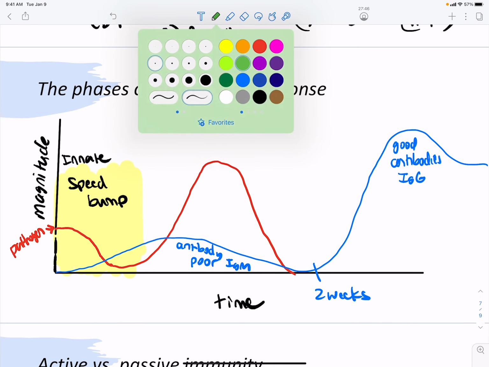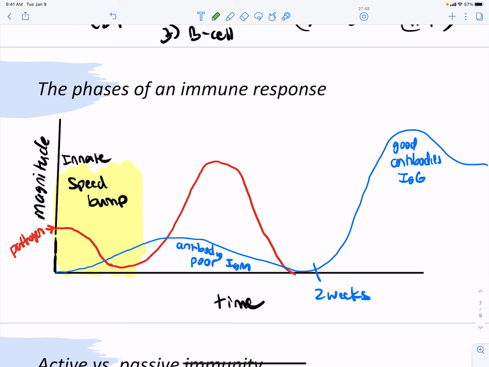Now the T cells are going to come up, and your T cells usually come up, and then they're going to clear the infection, and then they're going to form memory. I'll just put T cells. So really your T cells are what is controlling the infection.